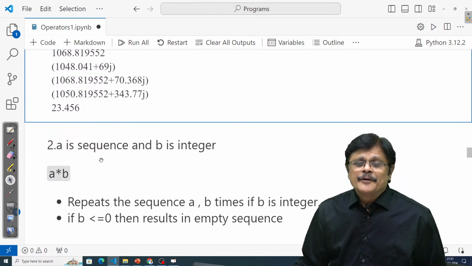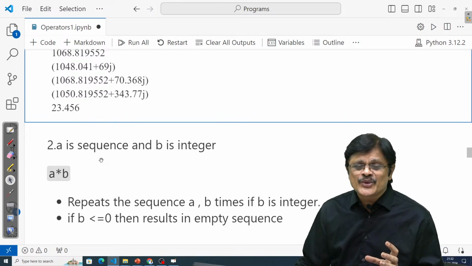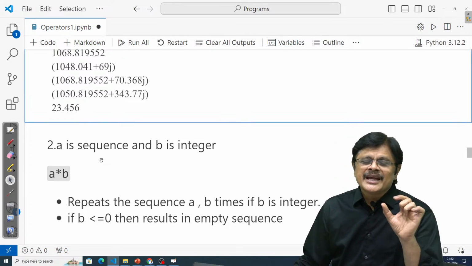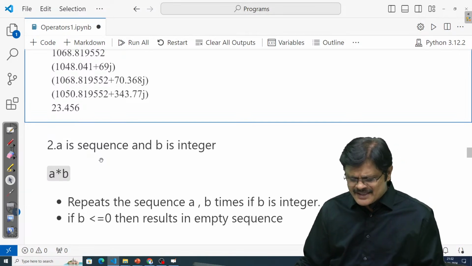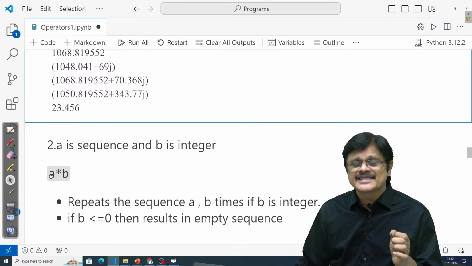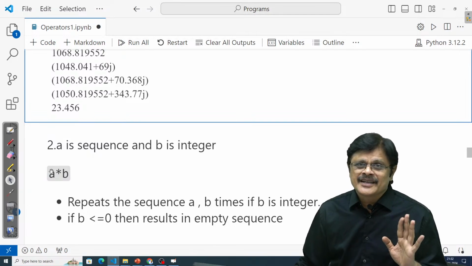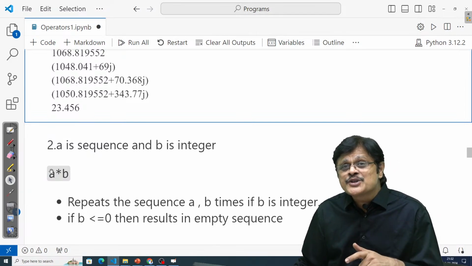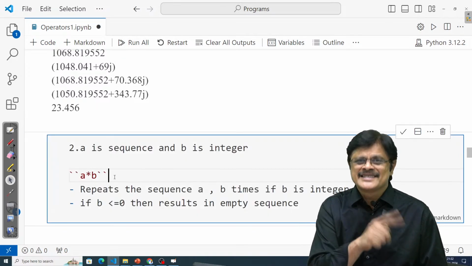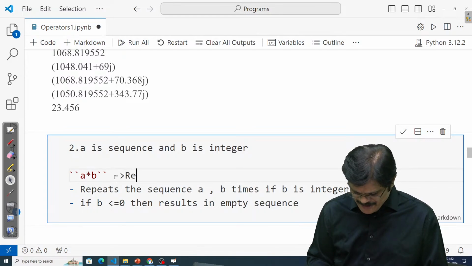Now this multiplication operator, when you use it with a sequence, one of the operands is a sequence and the second operand is an integer, then it gives you the repetition operator. So when one of them is a sequence and the second one is an integer, it is a repeat operation.